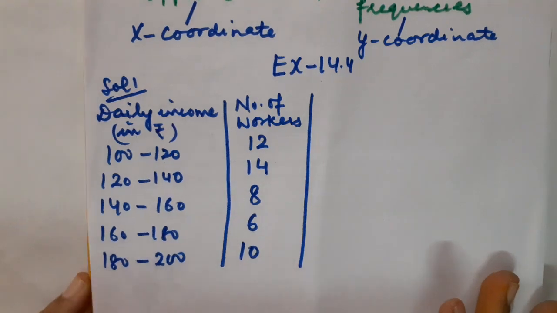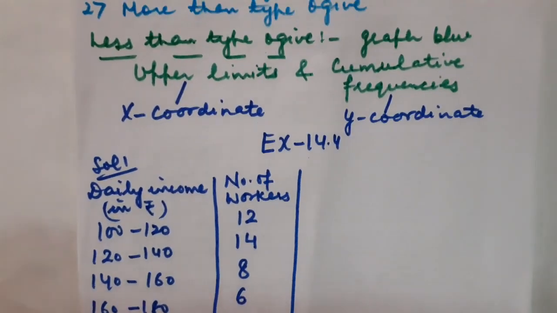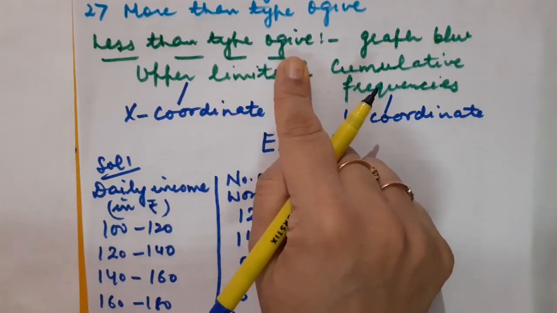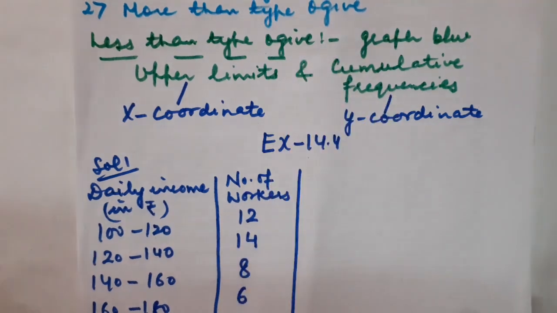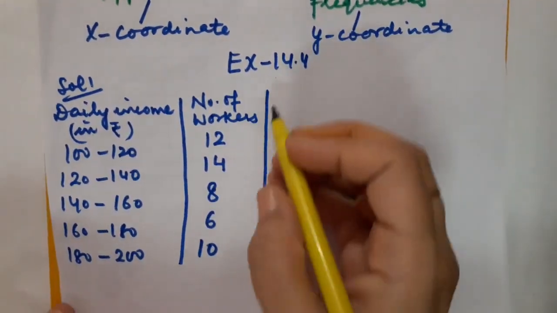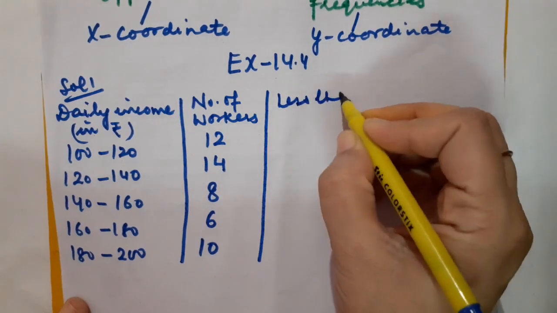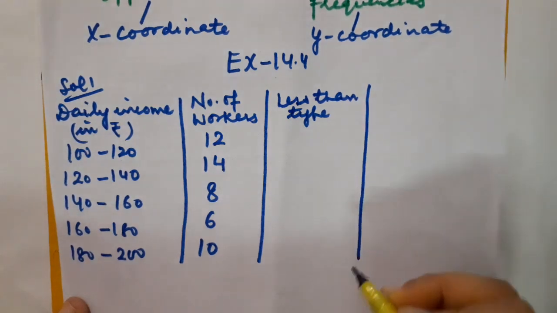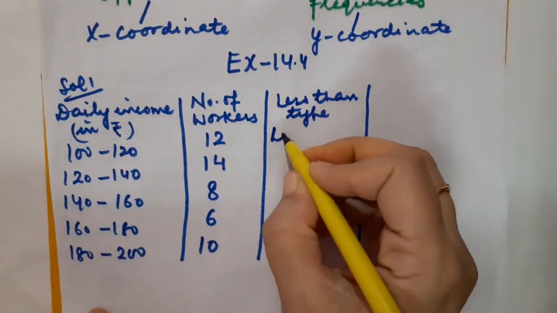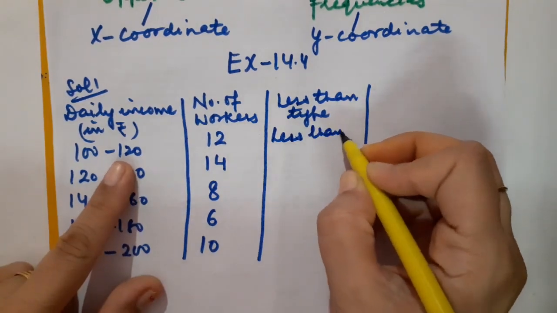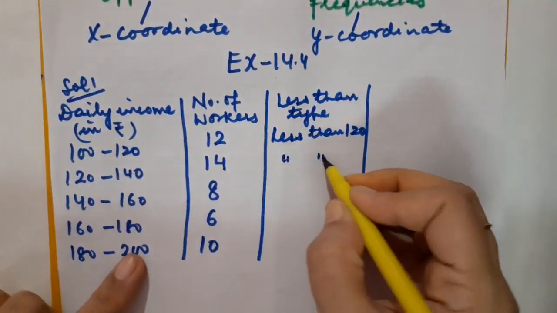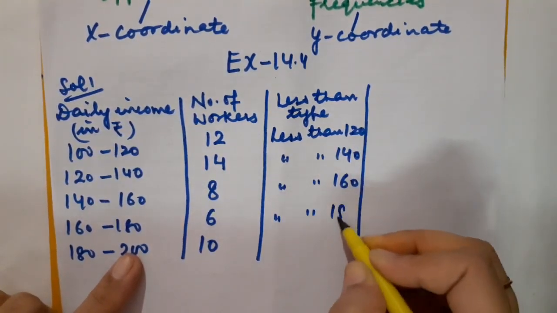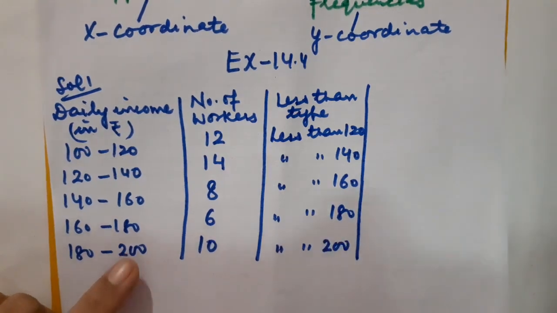Correct? So children, as I am going to talk about less than type ogive, you know that less than type ogive is completely dependent on less than type cumulative frequency distribution table. So let us make it. So this is less than type. As I have told you, in less than type we are supposed to take upper limit only. Correct? So here I am writing less than 120 as 120 is upper limit. Then less than 140, less than 160, less than 180 and of course less than 200.